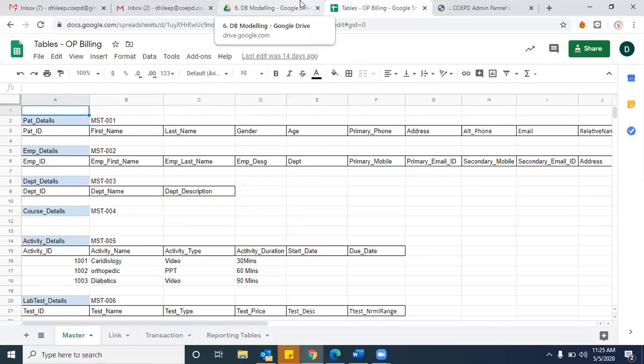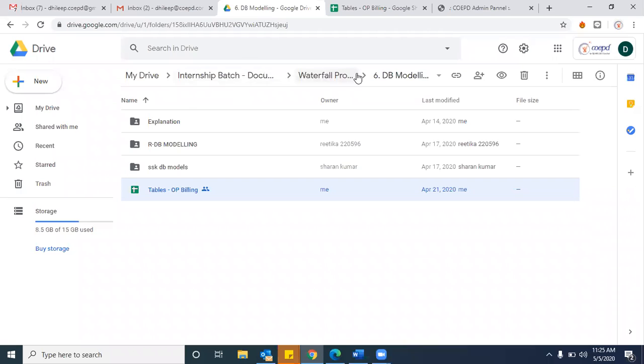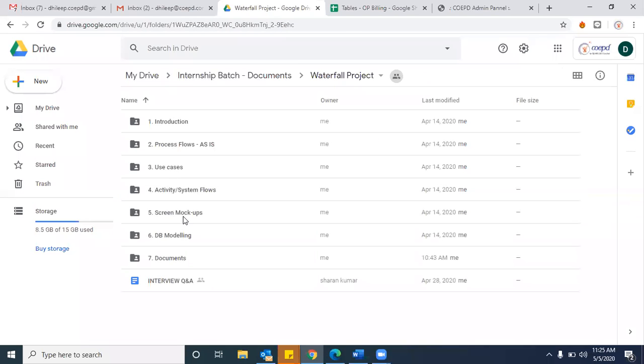Under which screen are we mapping? For example, this patient details table: under whichever screens you are going to use this particular patient details, you need to map this table there. For example, let me open one screen. Possibly you did multiple screens, right?